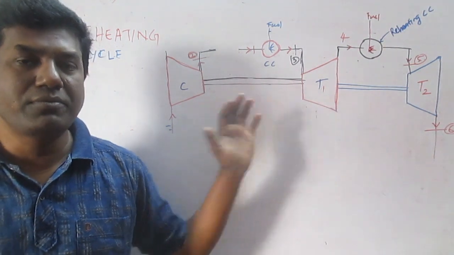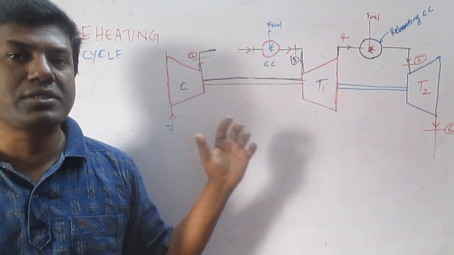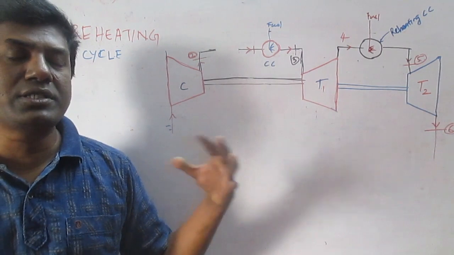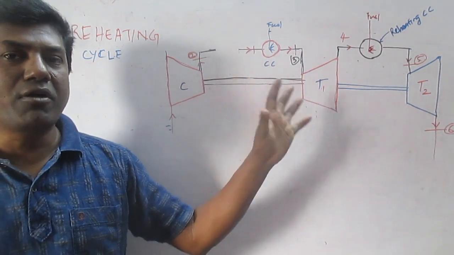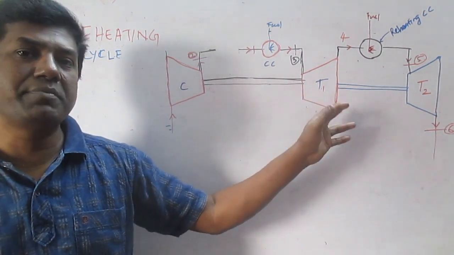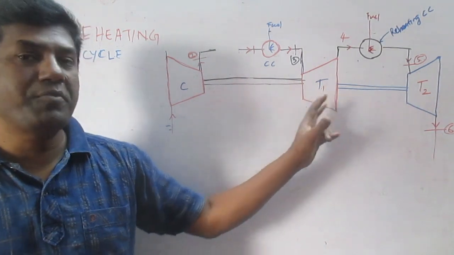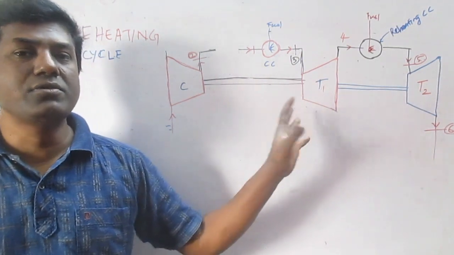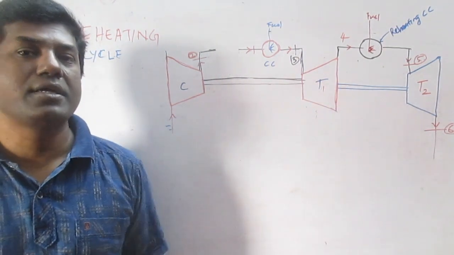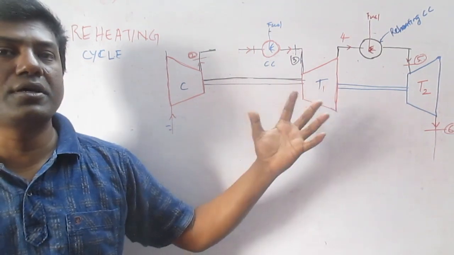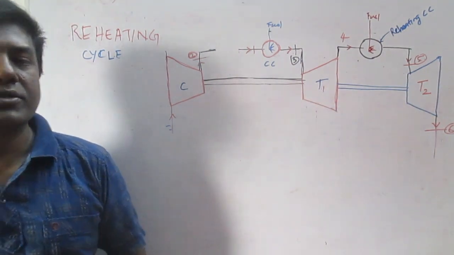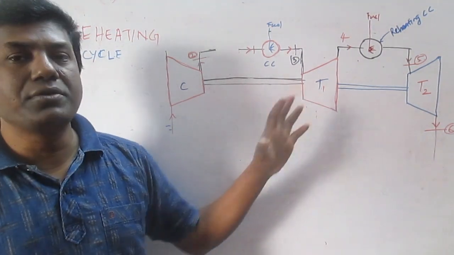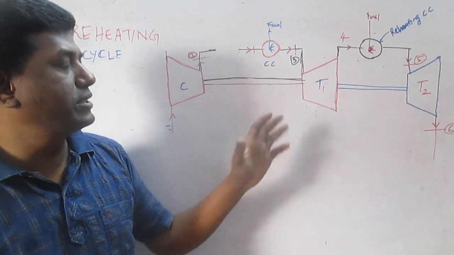From this modification, the combination of the operating points of the first turbine and the second turbine gives a higher temperature than the normal cycle. That is what we have to understand. How it is going to help us, we will discuss.